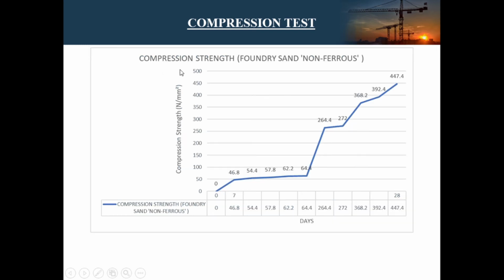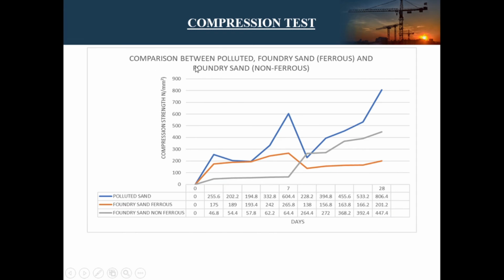201.2. The compression strength for foundry sand non-ferrous in 7 days is 64.4, while in 28 days, the compression strength is 447.4. This is a graph about the comparison between polluted sand, foundry sand ferrous, and foundry sand non-ferrous. We can see from this graph, the highest value is polluted sand, which in 7 days is 604.4, while in 28 days, it is 806.4.